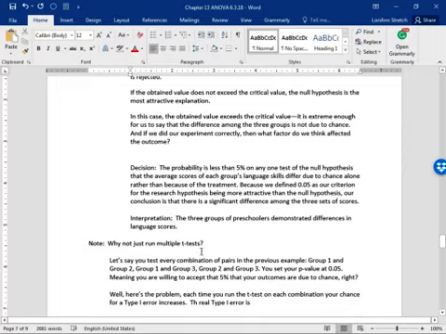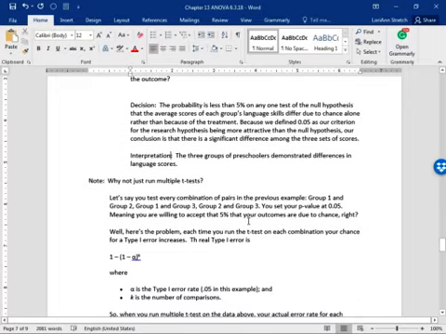Now, why don't we just run multiple t-tests, right? That seems like so much easier than what we just did. To run a t-test, we'd have to run comparison of group 1 to group 2, group 1 to group 3, and group 2 to group 3. And if we set our p-value at 0.05, then that means that we're willing to accept that 5% chance that we're wrong, right? Well, here's the problem. Each time you run a t-test, that combination is increasing exponentially the type of error that you're getting because you're using the same data. And every time you run on the data, you're increasing your chances that something else is at play.